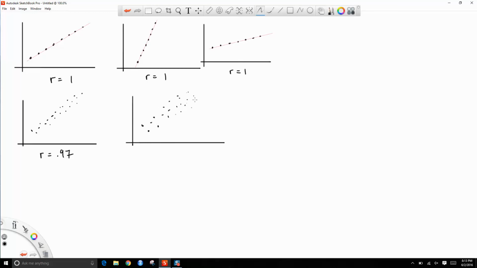Yes? So when the line is a flat line, you said r equals 0, right? Right. But what if that flat line is a result of points that fall within the line? Outliers? No, it's different.